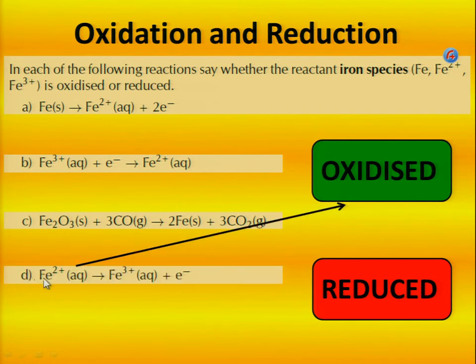Last example. Iron +2 going to iron +3. The oxidation number increased, and therefore you have oxidized that iron +2.